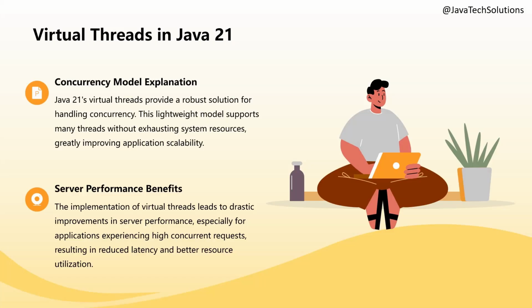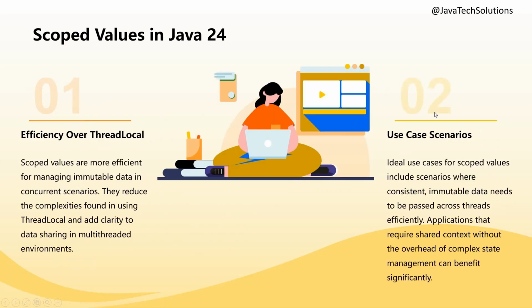Server performance benefits. The implementation of virtual threads leads to drastic improvements in server performance also, especially for applications experiencing high concurrent requests, resulting in reduced latency and better resource utilization. So this is about the virtual threads introduced in Java 21.